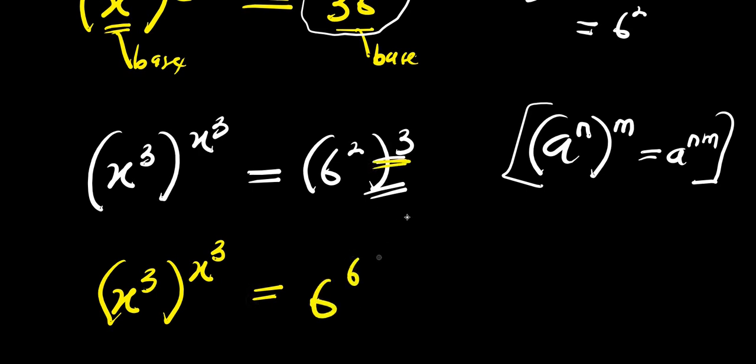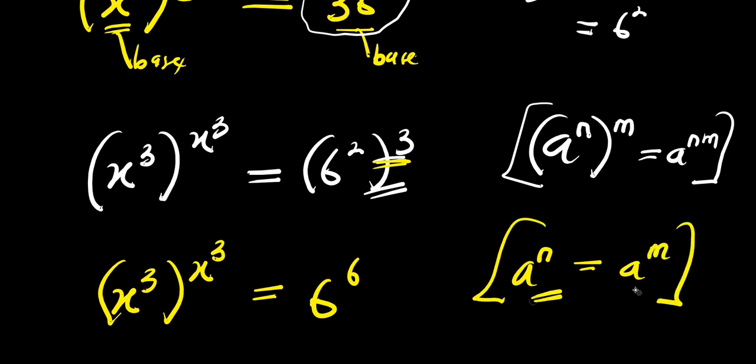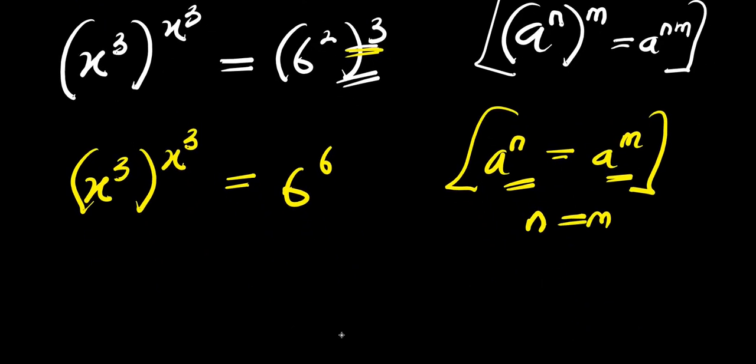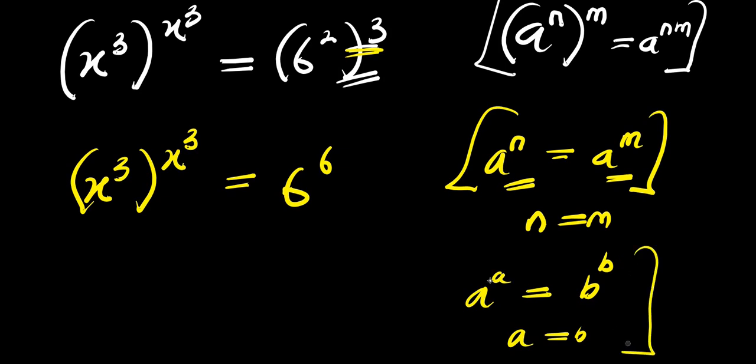So we go back to the same index law. If you have a to the power of n equals a to the power of m, now, since the bases are the same, you compare the exponent, that means n equals m. And also, if you have something like a to the power of a equals b to the power of b, that also means a equals b. So these identities are very important for you to know.